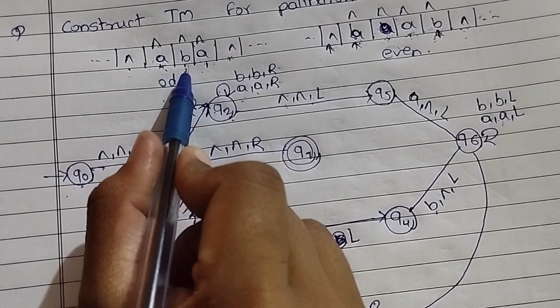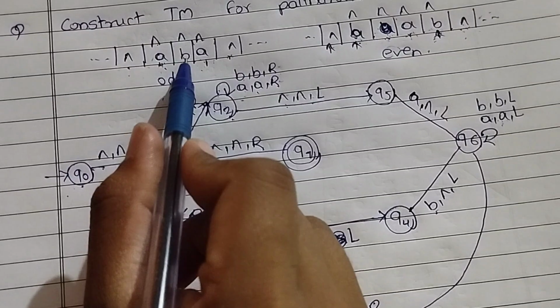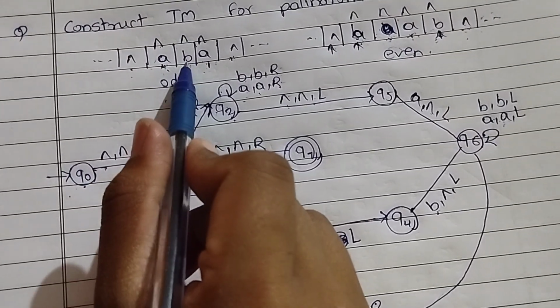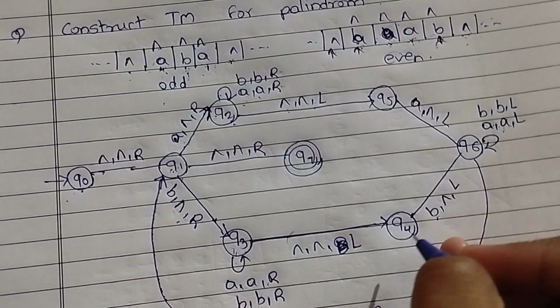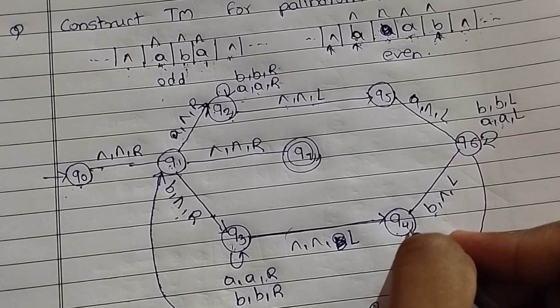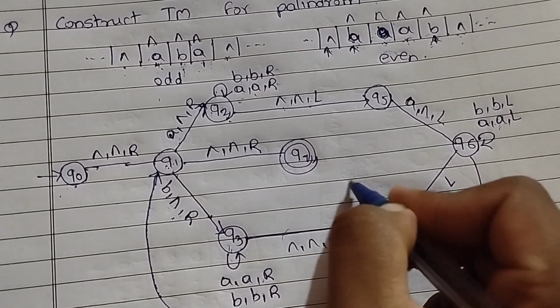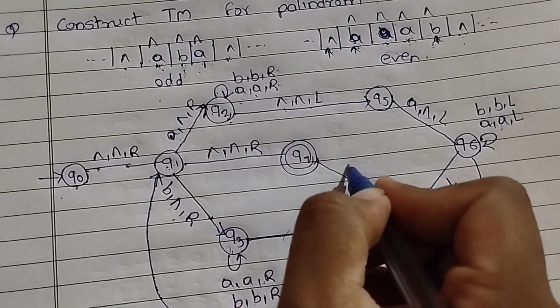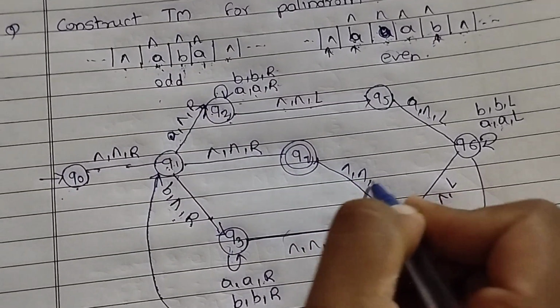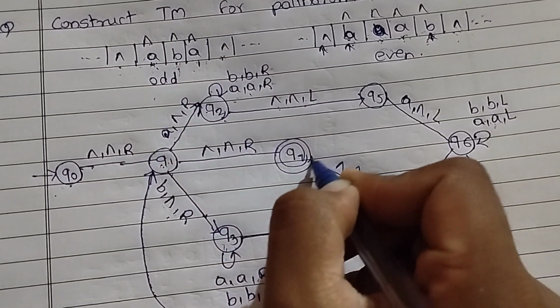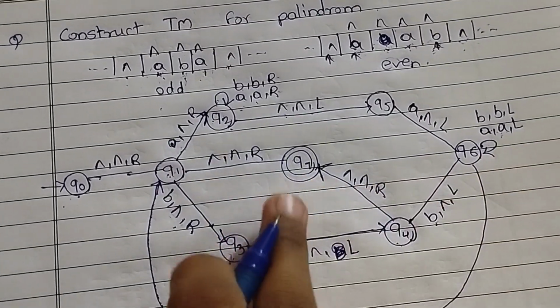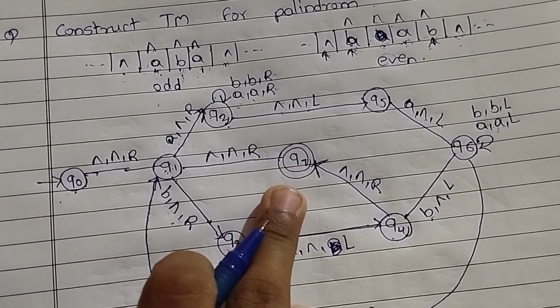Here we now read the null value, not B. This B is converted into the null. So after this transition, no transition is present for the null value. So this transition goes here to the final state. So null, keep null as it is and move to the right. And this is the acceptance state for the odd palindrome.